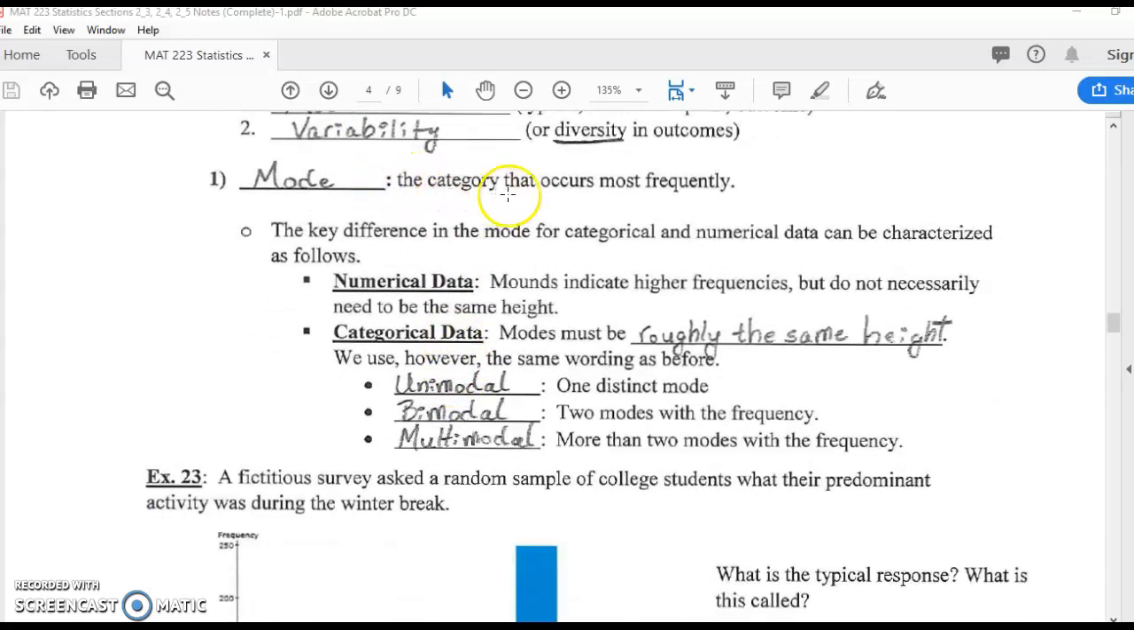So mode is the category that occurs most frequently. The key difference in the mode for categorical and numerical data can be characterized as follows. For numerical data, we use mounds, right? Mounds indicate higher frequencies, but do not necessarily need to be the same height. We just need to see that there is more than one mound or not. For categorical data, modes must be roughly the same height. We use, however, the same wording as before. Unimodal means there's one distinct mode. Bimodal means, okay, I got two bars, they're both the tallest, they're both really close to each other, so I'm going to call it bimodal. Multimodal means that there's more than two modes, etc.